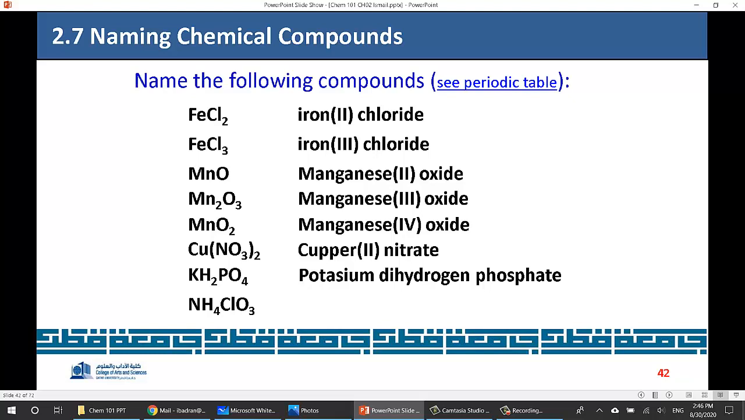NH4ClO3. NH4 is ammonium, so that's a group. That's the only positive polyatomic ion. ClO3 has a special name, which is chlorate. So you can call this ammonium chlorate without any di or mono.